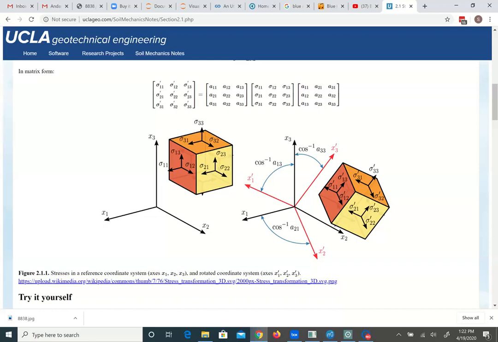Primes usually denote effective stress in soil mechanics, but here I'm just denoting a stress rotation from the x3 to the x3 prime axis, and similar for x2 and x1. So the angles are A11, A12, and so forth, and we can then multiply through by this A tensor and the original sigma tensor, and we get the rotated stress planes.